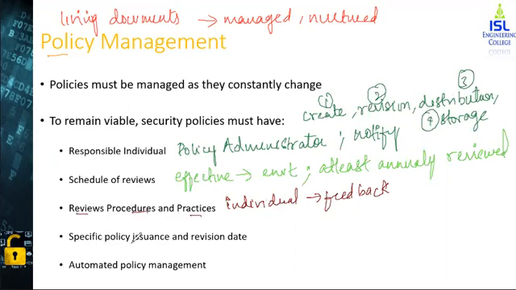The next one is the specific policy issuance and revision date. Many times, when a policy is being created, people forget to mention the actual date when the policy was created. So it is very necessary that you give the policy issuance date and the revision date. If the employees within an organization are not using the updated version of that particular policy, it is going to give you a disastrous result, and you can also get some legal headaches.